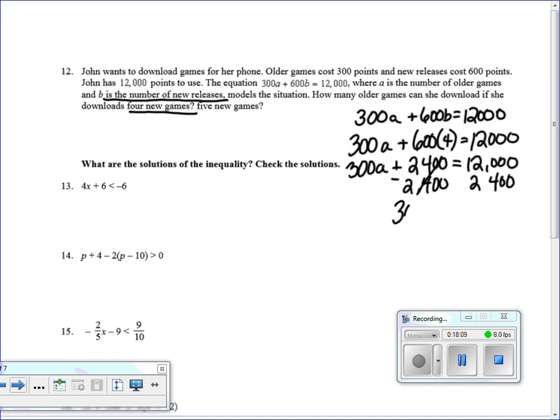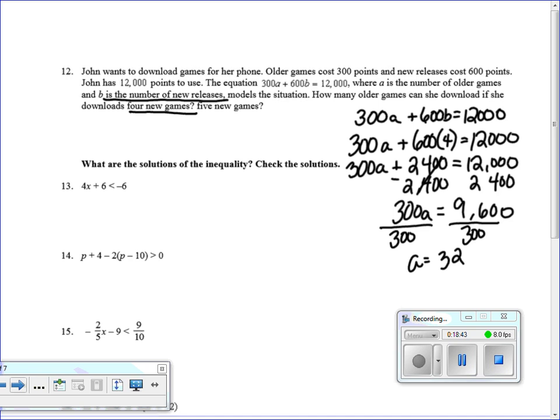That cancels out. We're left with 300a equals, well, that is going to be a 6. That goes to 11. So we're left with 9,600. And then your last step is to divide that by 300. When you divide that by 300, you get a is equal to 32. So if he buys 4 new games, he can download 32 old games.